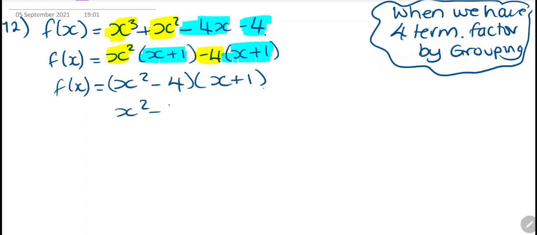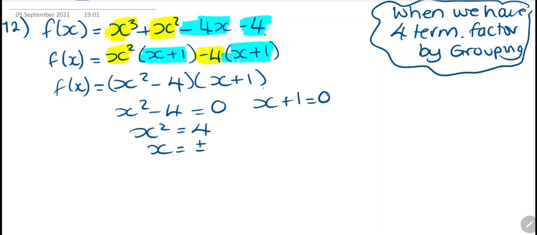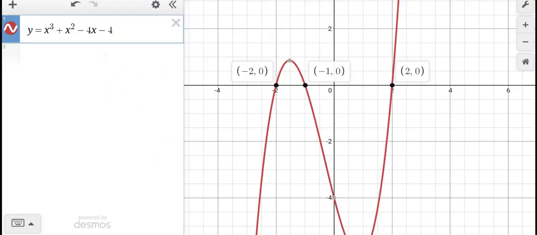So x squared minus 4 is equal to 0, or x plus 1 is equal to 0. So x squared is equal to 4, so x is plus or minus 2. X is equal to minus 1. So if we check these using Desmos, putting the equation into Desmos, we can see that the x-intercepts, so the roots, are at minus 2, minus 1, and 2.